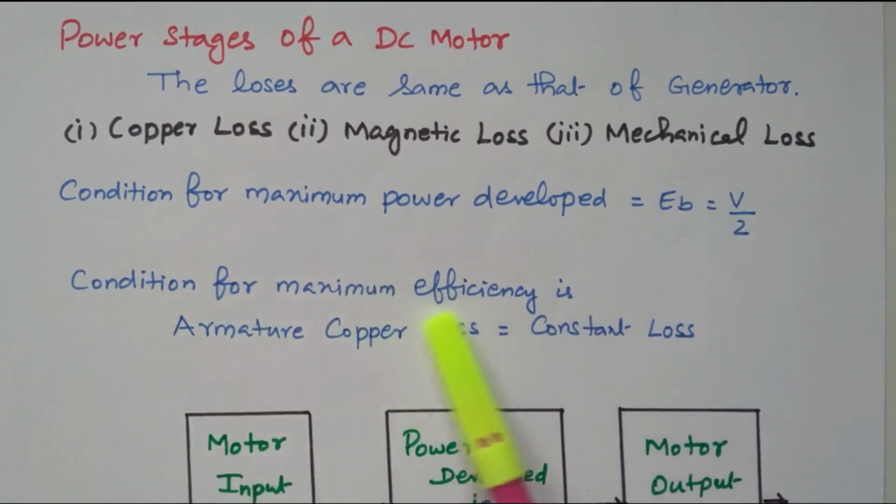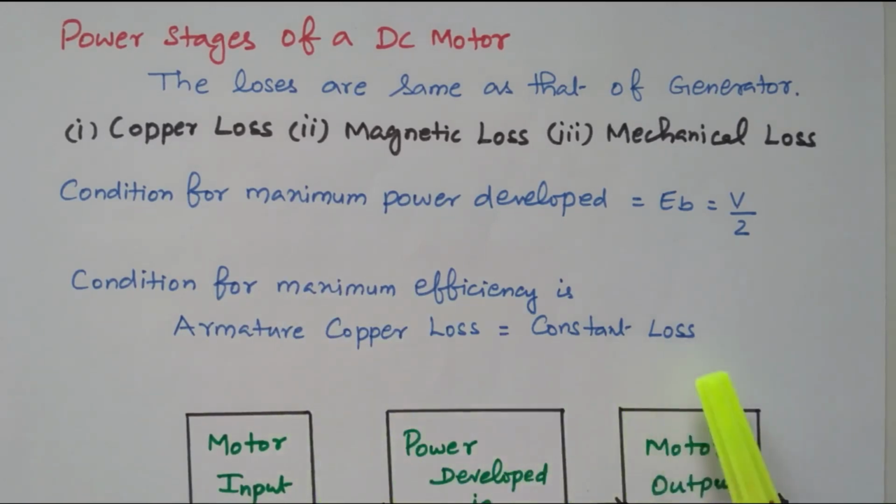Similarly, the condition for maximum efficiency is armature copper loss equal to constant loss. This is nothing but variable loss equal to constant loss. Just now we discussed what is variable loss and what is constant loss. If both are equal, we will get the maximum efficiency.